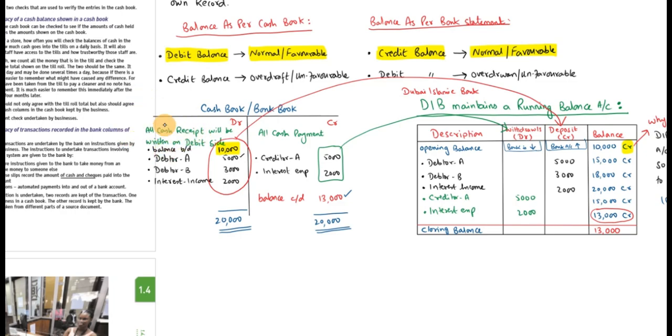Increasing cash, so all the receipts mean cash is increasing. Increasing cash means debit, and payment means that our cash is decreasing. Decreasing cash means credit. That's why every cash receipt will be a debit and cash payment will be a credit. So this is the logic behind the cash book.